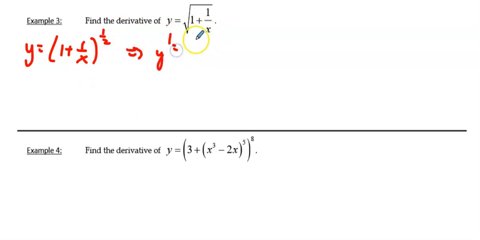So y prime is going to be equal to, and I'm going to go pretty fast with this, I'm going to move the 1/2 down. Again, you should say it with me. We're going to leave everything inside the parentheses alone, to the 1, and we're going to subtract 1/2, so we get negative 1/2. And then we're going to multiply by the derivative of what's inside the parentheses.